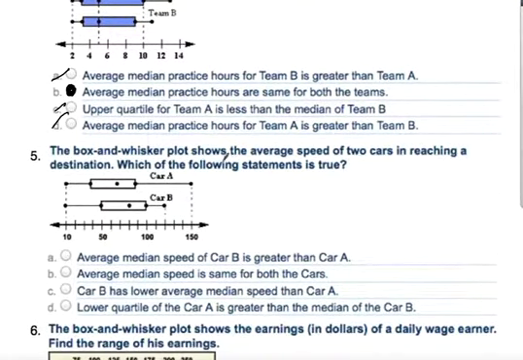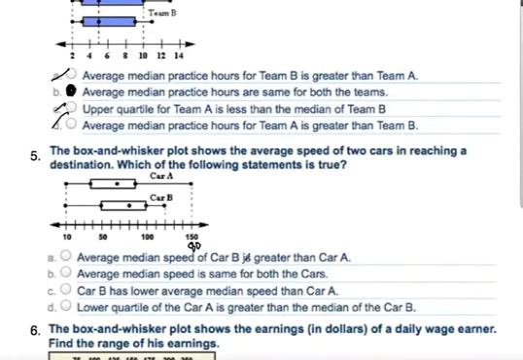Five says the box and whisker plot shows the average speed of two cars in reaching a destination. Which of the following statements is true? A says average median speed for car B is greater than car A. So we're looking for the value that's inside the box. Inside the box for car B is right here. If each of these represent 10, then we would estimate it to be about 80. So the median for car B would be 80.